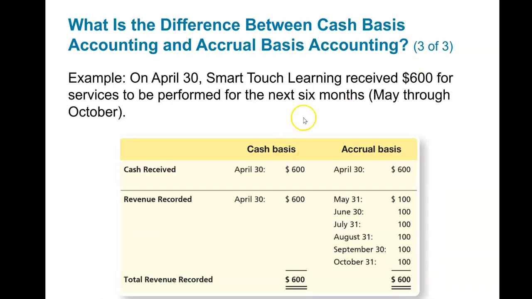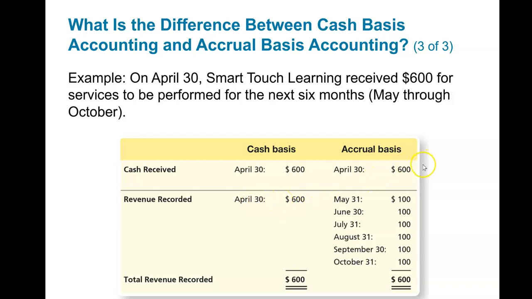One more quick example from a revenue standpoint. The company receives $600 for services. They receive it on April 30th, and they're going to perform the services over 6 months. So remember what I said, we didn't really earn revenue till we perform the service, but under cash basis, we still are going to call it revenue on April 30th. We're going to create a journal entry that says debit cash $600 and credit revenue $600 April 30th.